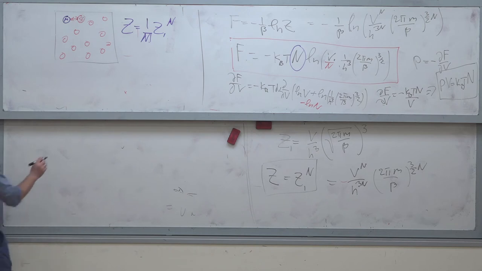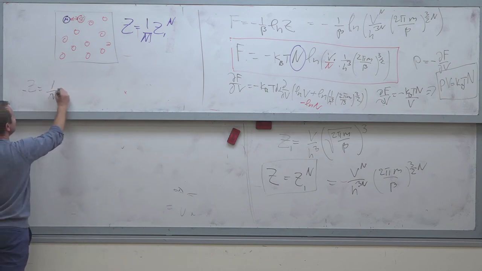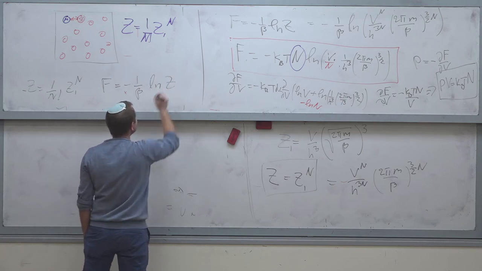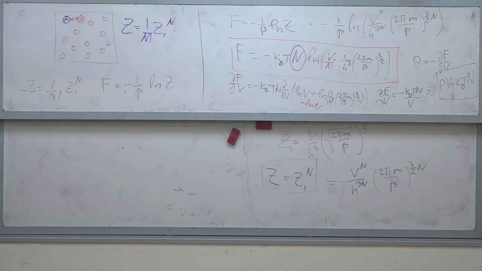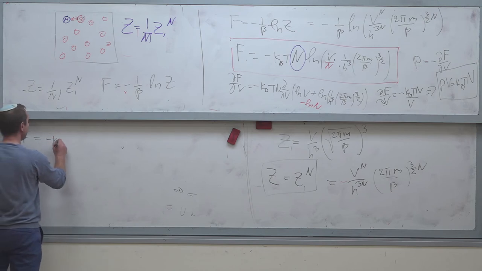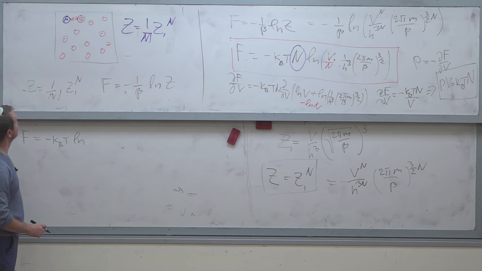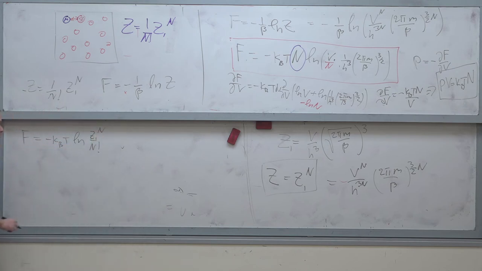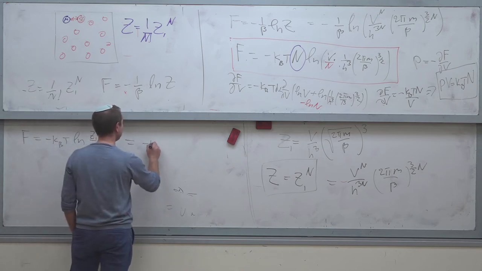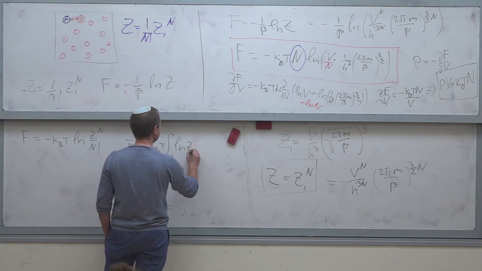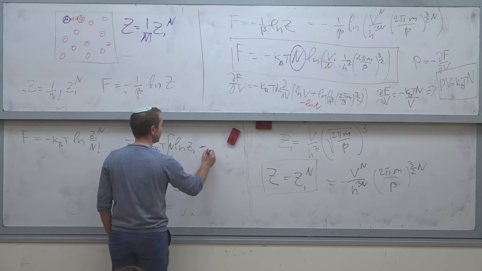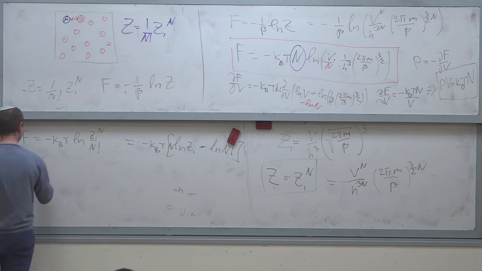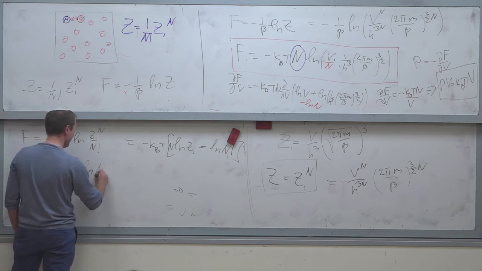So what do we have? We have Z is 1 over N factorial, Z1 to the N, and F equals minus 1 over beta log of Z. So F equals minus k Boltzmann T log of 1 over N factorial Z1 to the power N. What does it equal to? It equals minus k Boltzmann T of N log Z1 minus log of N factorial. Now remember, what is log of N factorial? Log of N factorial is N log N minus N, okay?